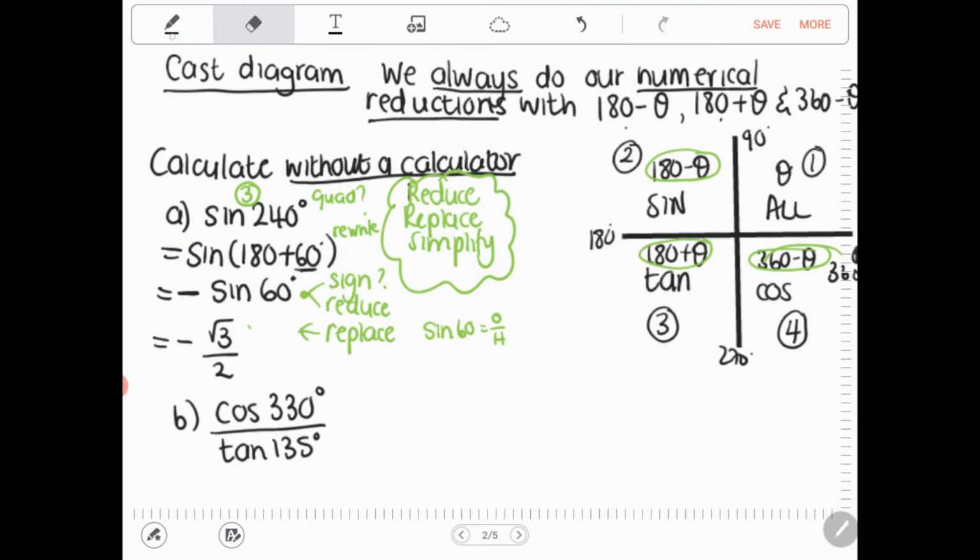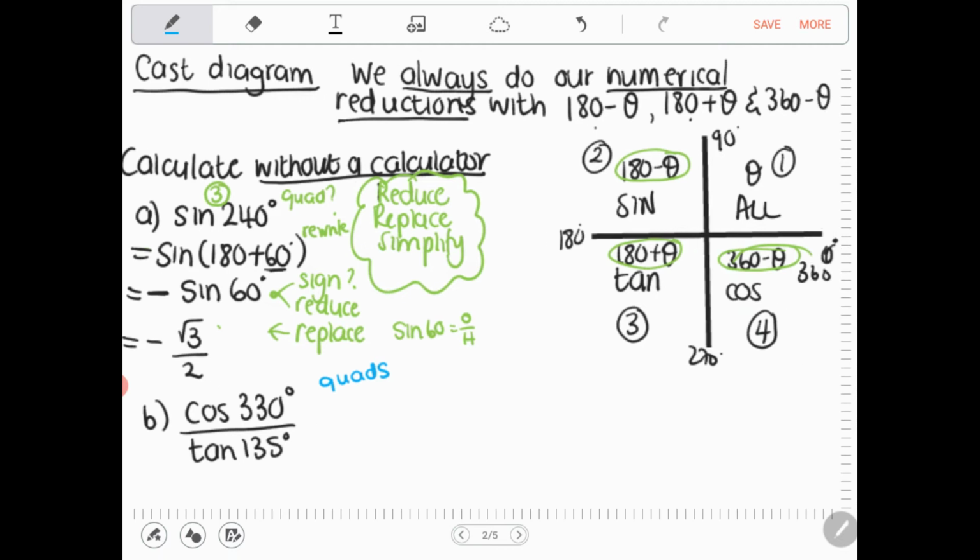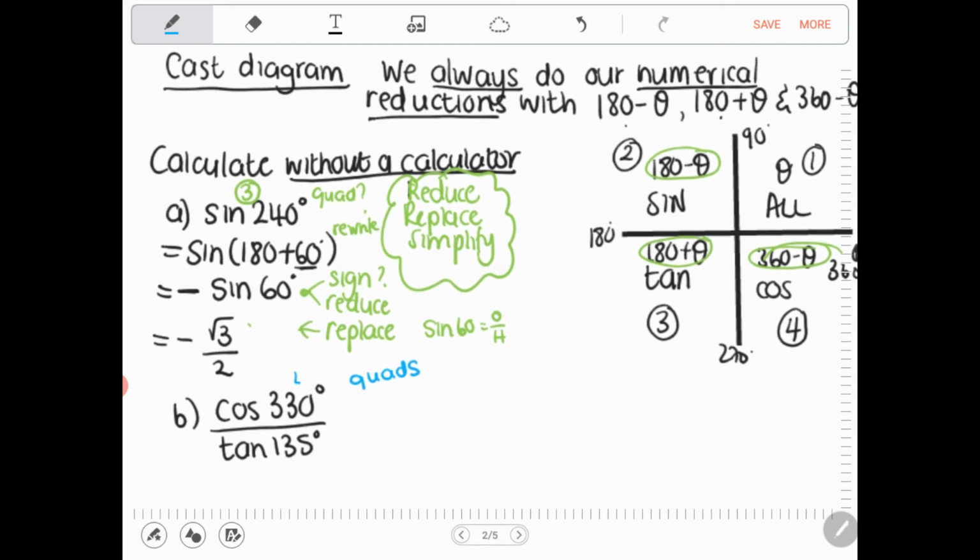All right, let's try the next one. First of all, which quadrants are we working in? So this is 330, that's between 270 and 360, so that's the fourth quadrant. Tan 135, well, it's bigger than 90, but smaller than 180, so it's in the second quadrant. If you look on the diagram, in the fourth quadrant, you have 360 minus theta. And in the second quadrant, you have 180 minus theta. So those are the things we have to use to reduce them.